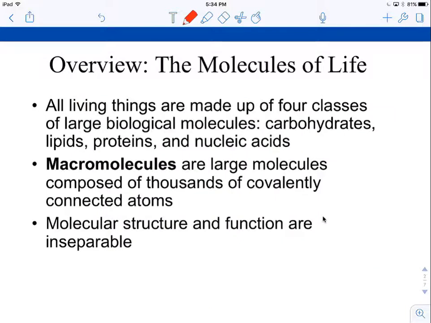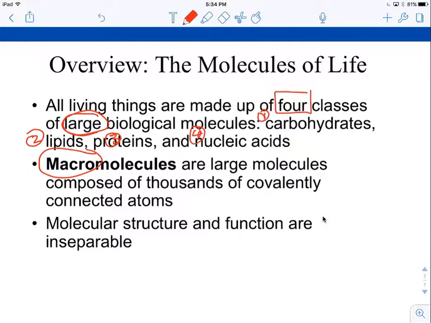So here we go. All living things are made up of 4 types of large, which was where the macro comes in, biological molecules. And these, you've probably heard of these, hopefully. 1 is carbohydrates, 2 is lipids, 3 is proteins, and 4 is nucleic acids. So all living things are made of these 4 molecules. And these 4 molecules, again, are macromolecules.